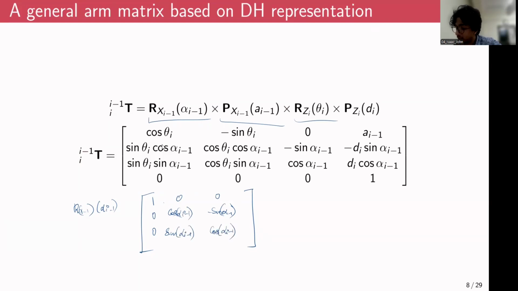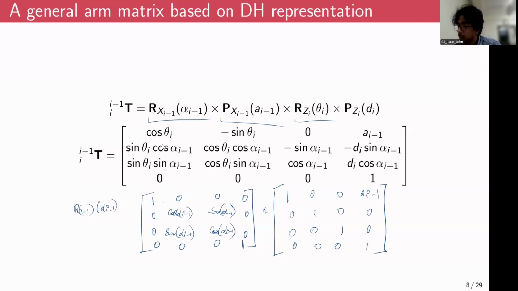Since it is a pure rotation, the positional component will all be 0, and the final row would be 0, 0, 0, 1. Right? And the second transformation is a pure translation about the xi minus 1 axis. So that would look something like this: 1, 0, 0, 0, 1, 0, 0, 0, 1. And since it's a pure translation along the xi minus 1 axis by an amount ai minus 1, it will be like ai minus 1, 0, 0. And the final row, as always, is going to be 0, 0, 0, 1.